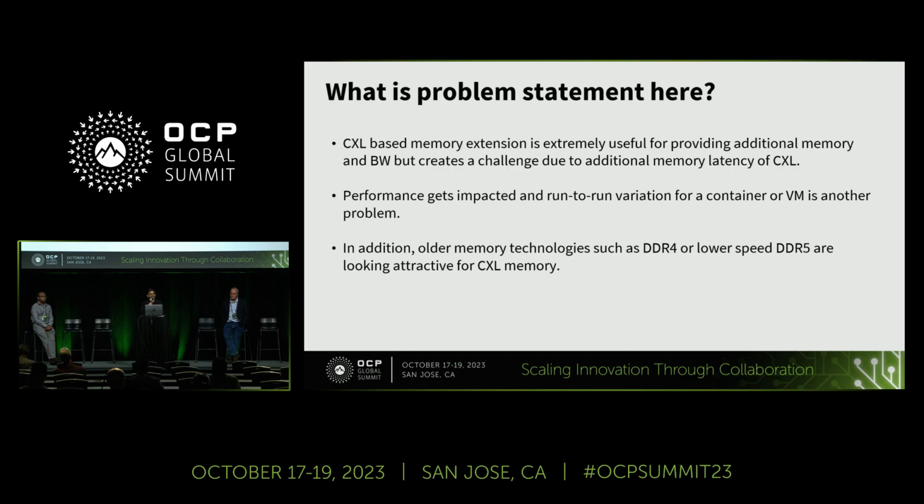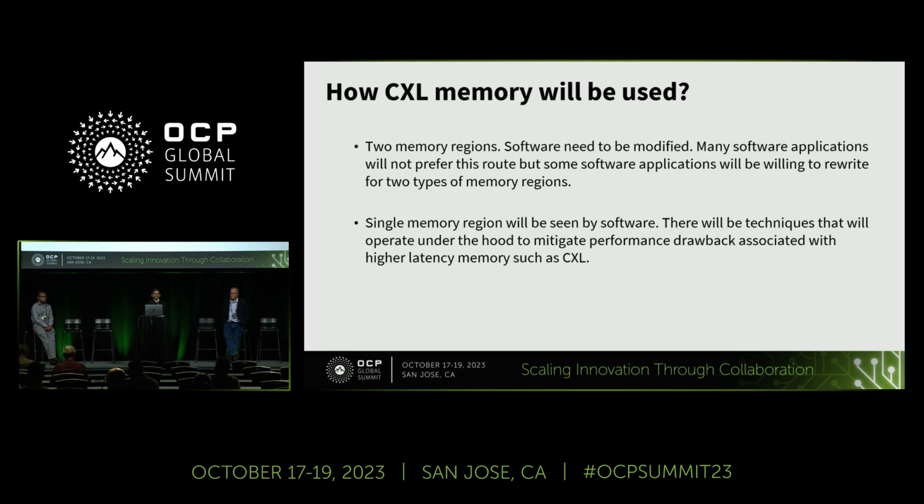The other two statements on the problem: in the cloud environment, there is a run-to-run variation between the VMs, and we'd like that not to appear. And the third thing is CXL gives us an opportunity to try new memory technologies such as DDR4 or emerging memory. And that looks attractive, but at the same time, it brings different characteristics. And how do we hide those using some techniques? And that's the proposal here, which we call hotness tracking.